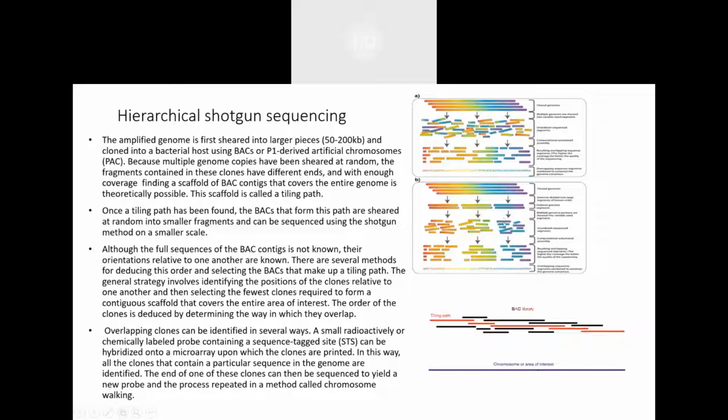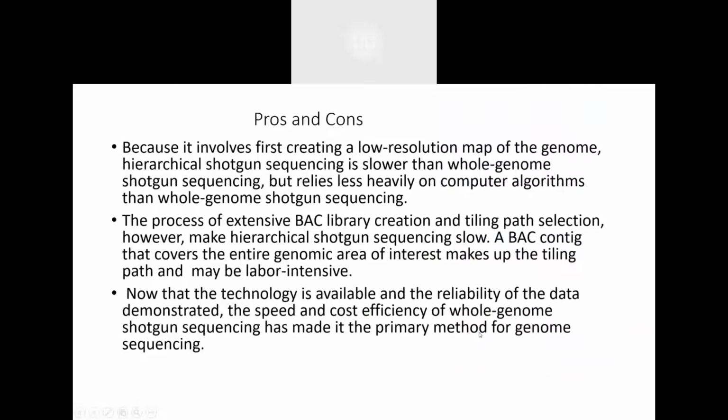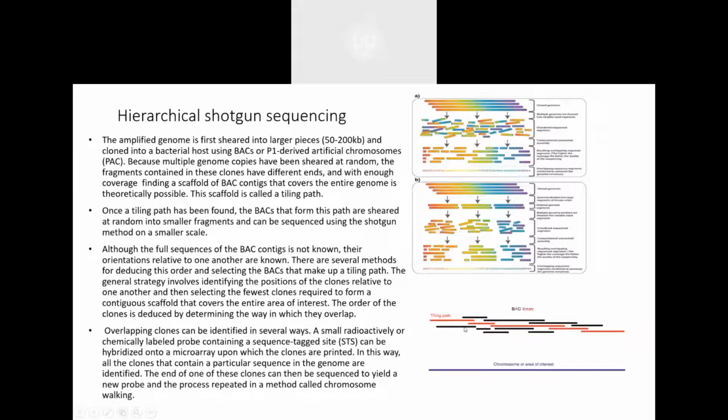And because multiple copies have been sheared at random, the fragments contained in these clones will have different ends. So these are the fragments which can have different ends and they can have enough coverage. So finding a scaffold of BAC contigs that cover the entire genome is theoretically possible. This scaffold is called a tiling path. And the figure below shows this tiling path with a BAC library.